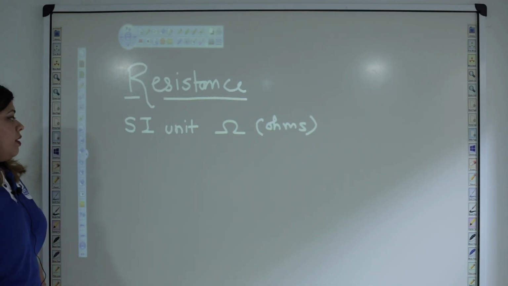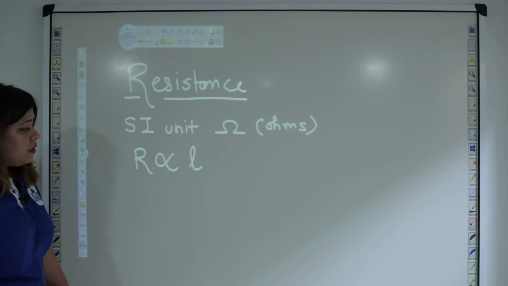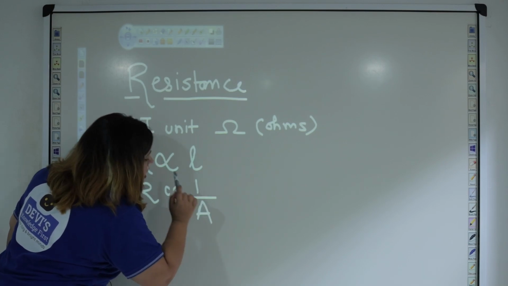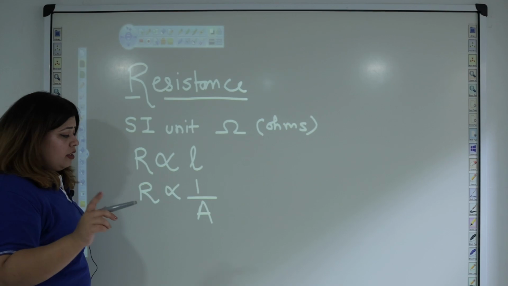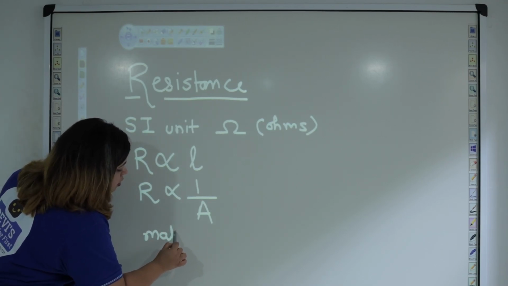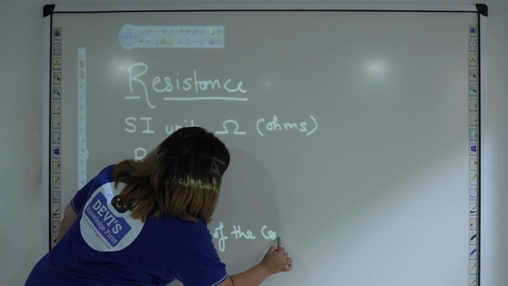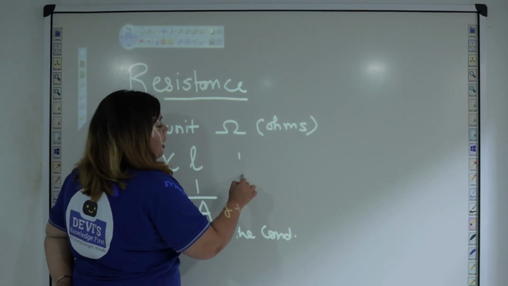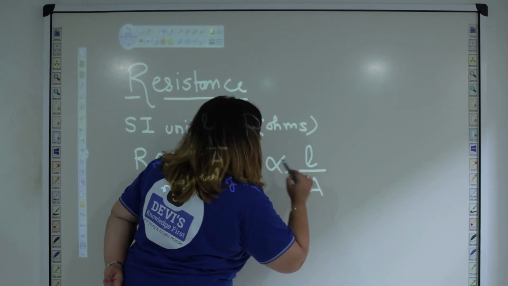Resistance is directly proportional to the length of the conductor. Resistance is inversely proportional to the area of the wire or the conductor. And there is one more factor, that is the material of the conductor. If I want to relate all these things into a formula, I can write that resistance is proportional to L by A.